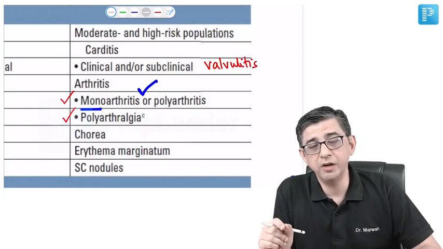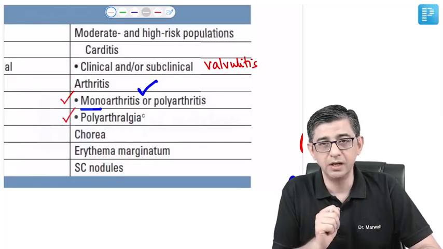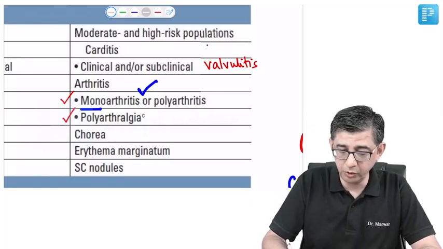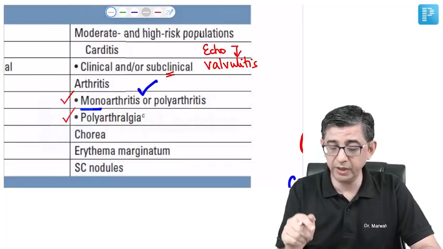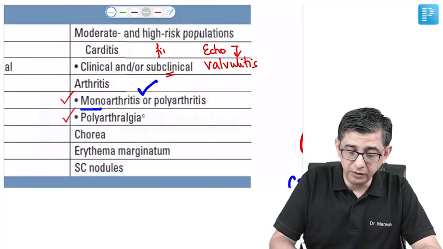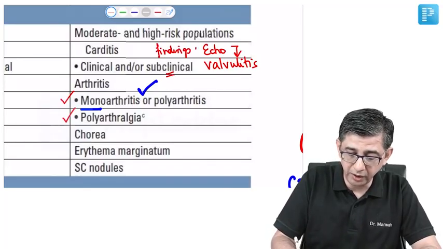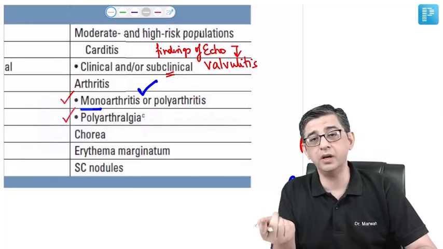The inflammation of the valve cusp can be called valvulitis. And this valvulitis can be picked up on the basis of echocardiography. So at the moment, echocardiographic findings have been included in the diagnostic criteria of rheumatic heart disease, which was not the case in the earlier sense.